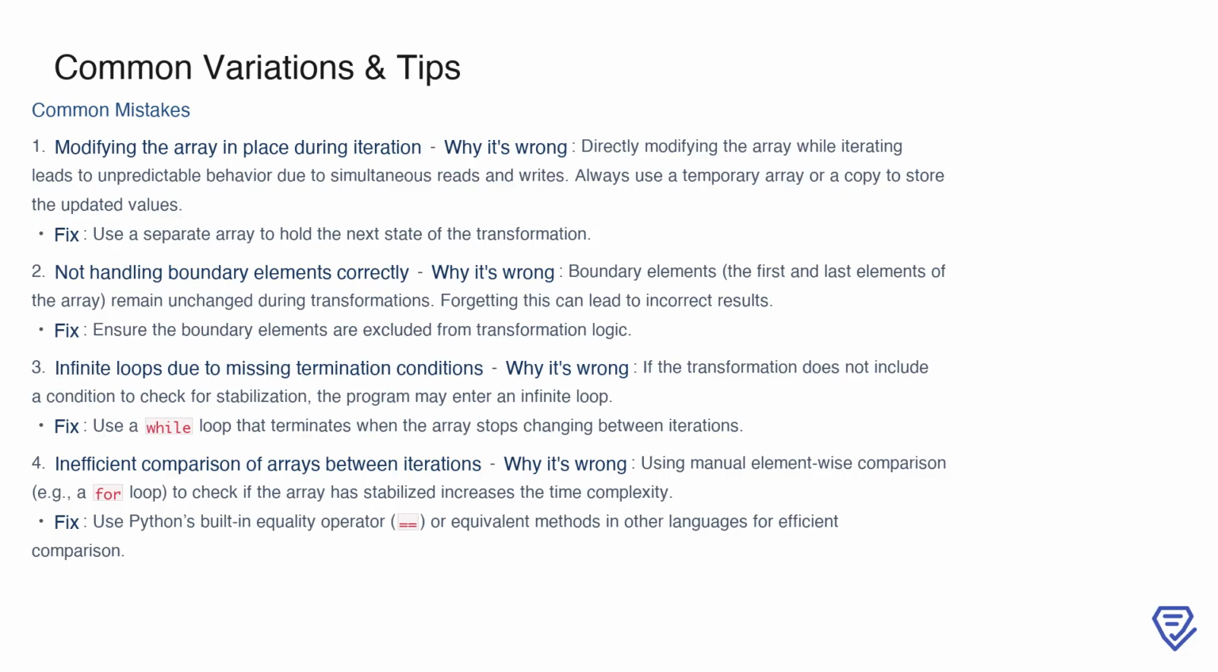Another frequent issue is missing a termination condition. Without a proper check for when the array stabilizes, the program can enter an infinite loop, so always ensure that your loop ends when no further changes occur. Finally, comparing arrays inefficiently between iterations can slow down your solution. Instead of manually comparing elements one by one with a loop, use Python's built-in equality operator or similar methods in other languages for faster, more concise comparisons.